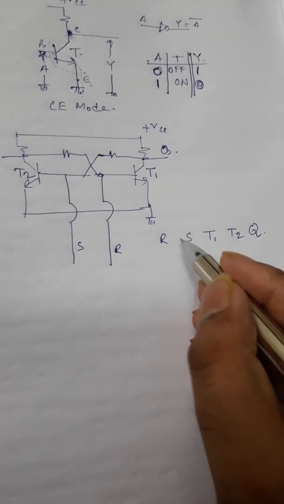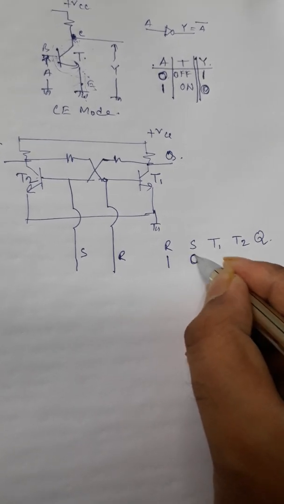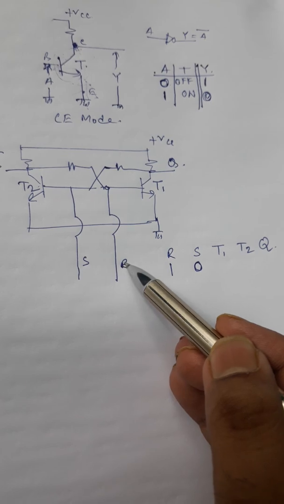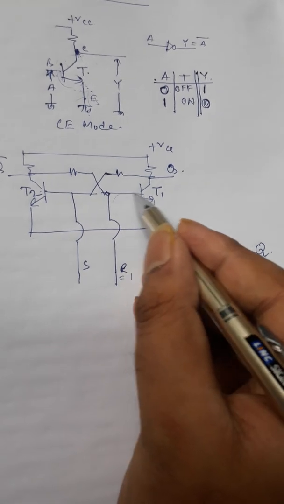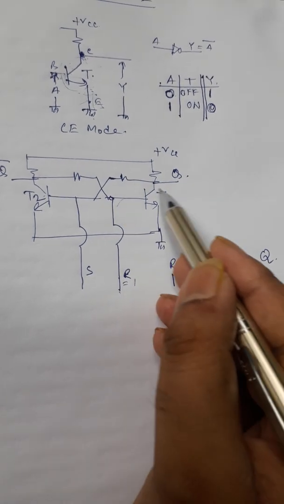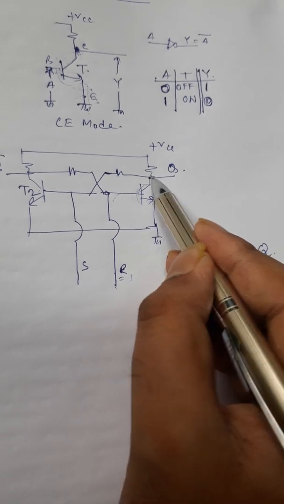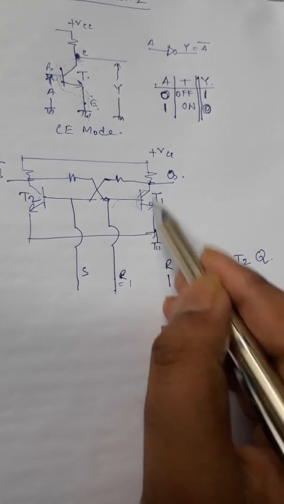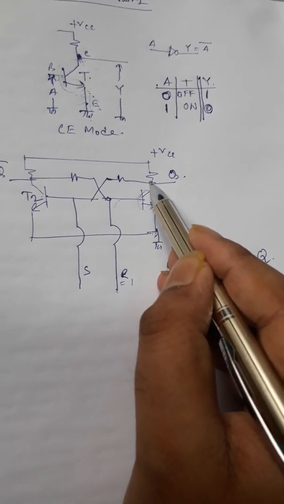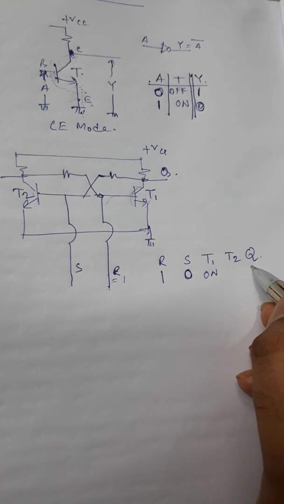Okay. So see, if R is made 1 and S is made 0, then what will happen? If this is 1, then this transistor will be turned on, like before. Once this transistor is turned on, the potential of this point will be grounded. The potential of this point will be 0 because it is a short circuit. So if this is ground, this is also ground. Fine. So T1 is turned on and the potential will be 0.